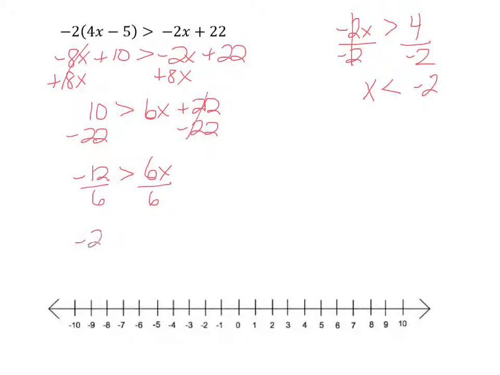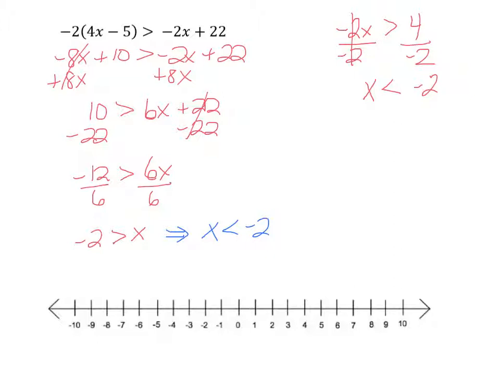Now my answer is negative 2 here, but I did not divide by a negative. The 6 was positive, so don't worry about switching the inequality for that. But I am going to do a little switcheroo on getting my x on the left side. If I put the x on the left side, the x is actually smaller than the negative 2, so I've got to keep it pointing at the x. So if I switch it around, I've got to switch the inequality. Okay, so that's algebraic notation.